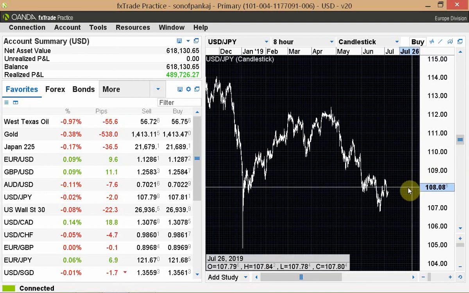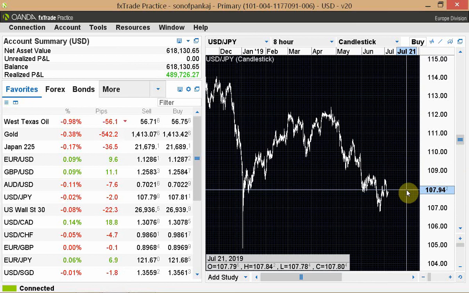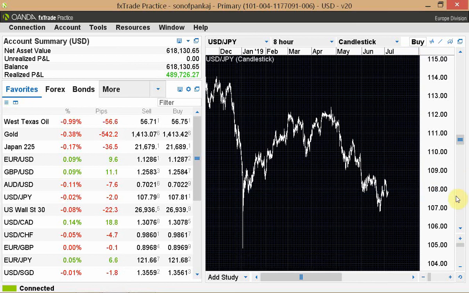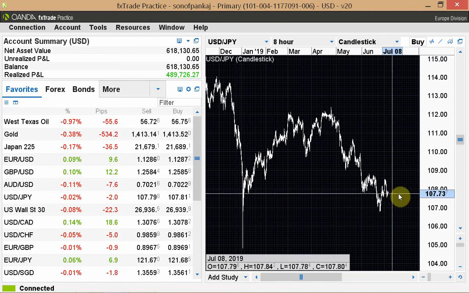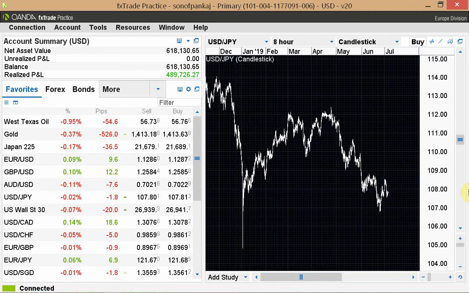So what is it? Sir, USD is the base currency and JPY. Okay. So what is this? 1 yen equal to $108? What is this chart showing us? Sir, the JPY is dependent on the change in the USD. No, that's not a correct statement. JPY is dependent on the change.